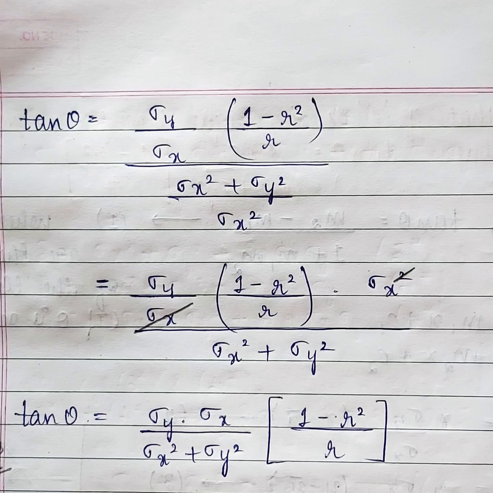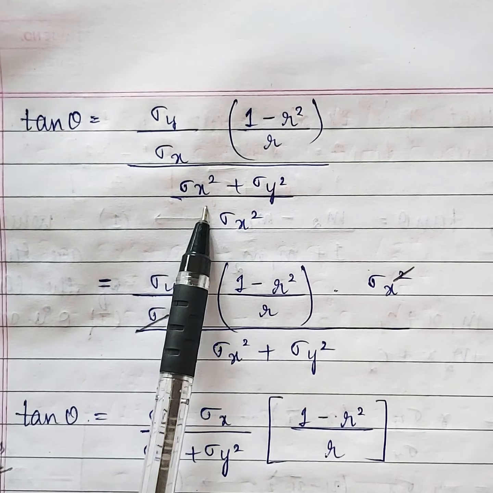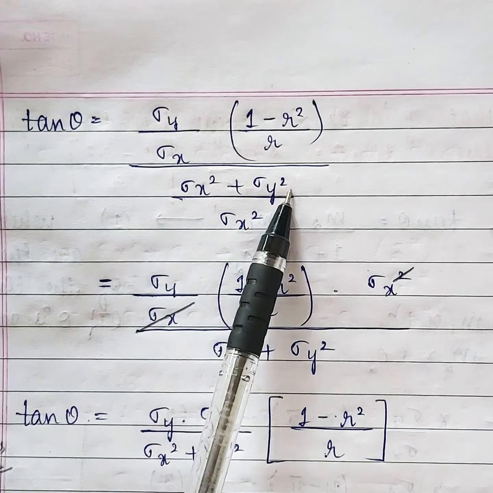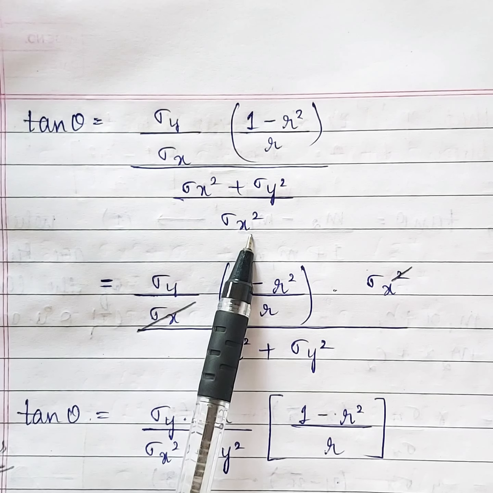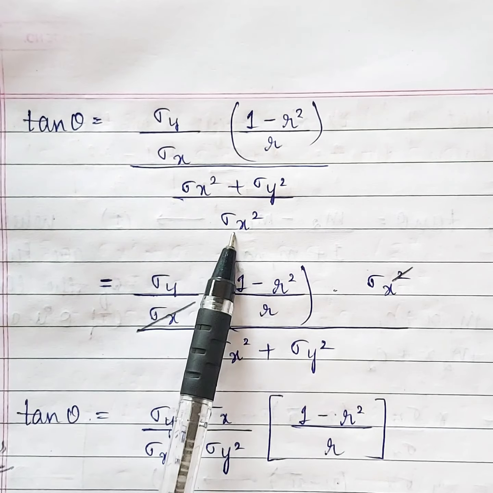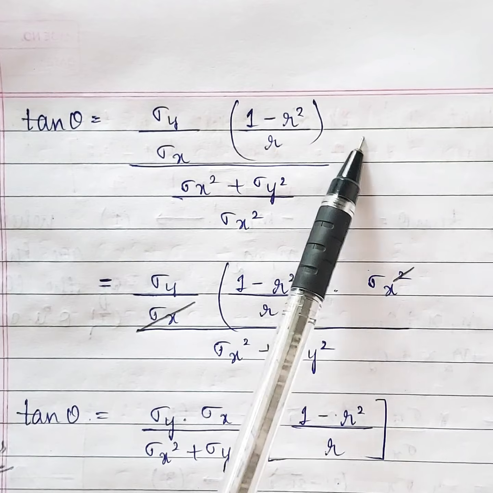So sigma y by sigma x is equal to, we are taking LCM, (1 minus r square) by r. Denominator also we are taking LCM because it was 1 plus, right? So (sigma x square plus sigma y square) divided by sigma x square. Okay. So numerator this sigma x and denominator sigma x square, one term will get cancelled. This will come overall here.